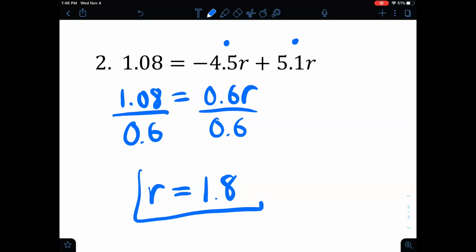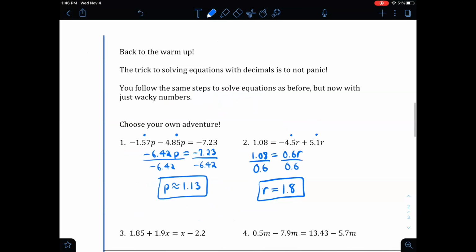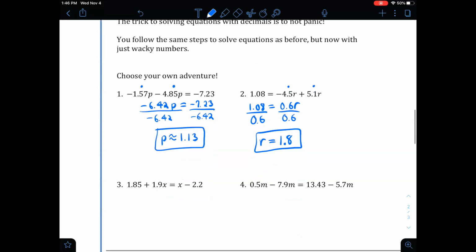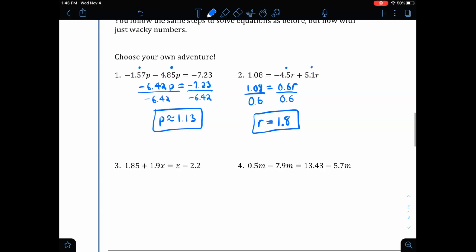So we're going to put equals. One thing I should have mentioned, if you have to round, this symbol right here means approximately. If it's exact, it's going to be equal to. So when you divide 1.08 by 0.6, it's going to divide perfectly into 1.8, which is a decimal that ends, it terminates. Okay? See if you can try the last couple on your own. We'll go through those in a second.